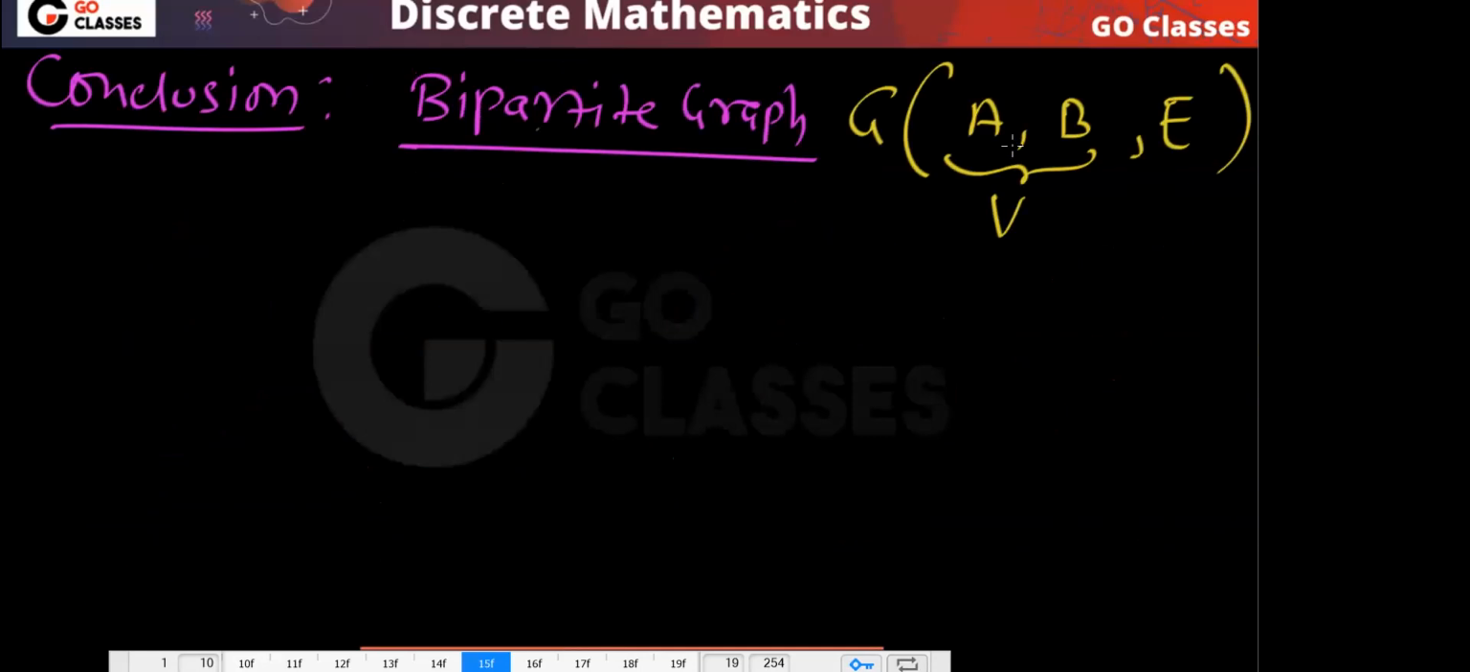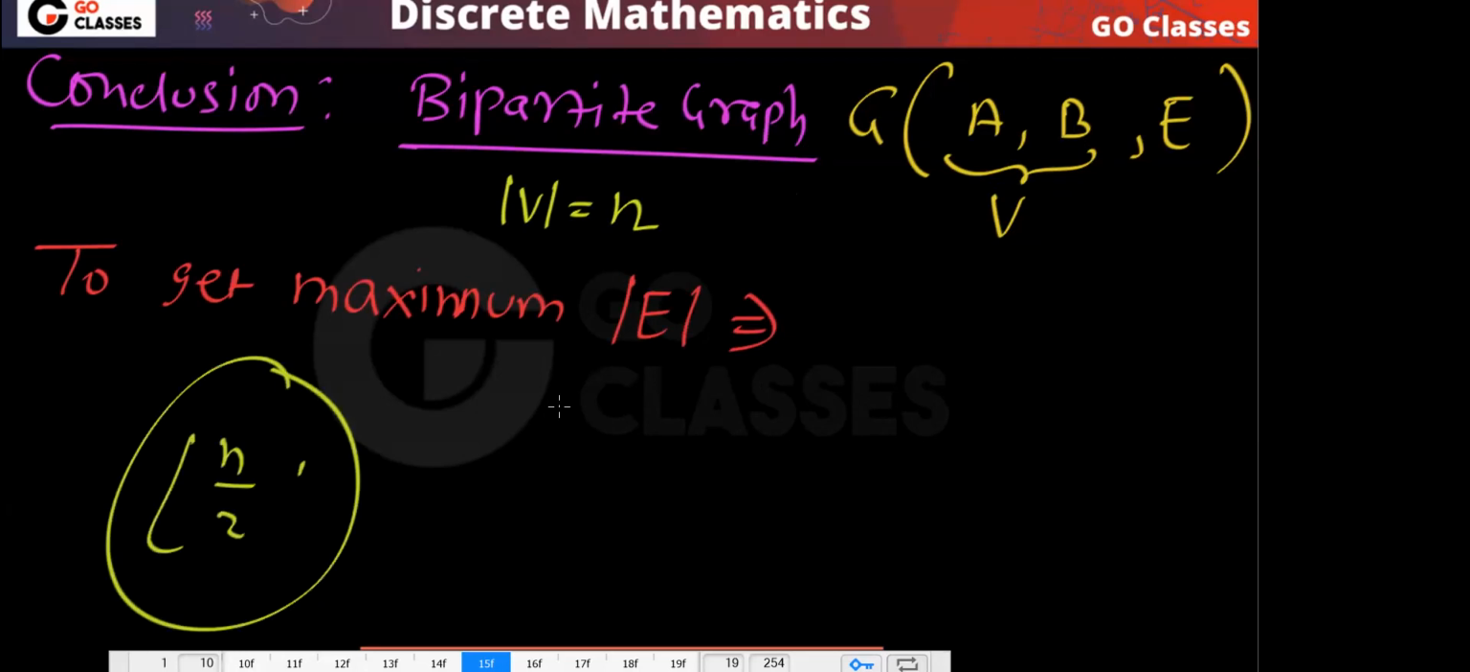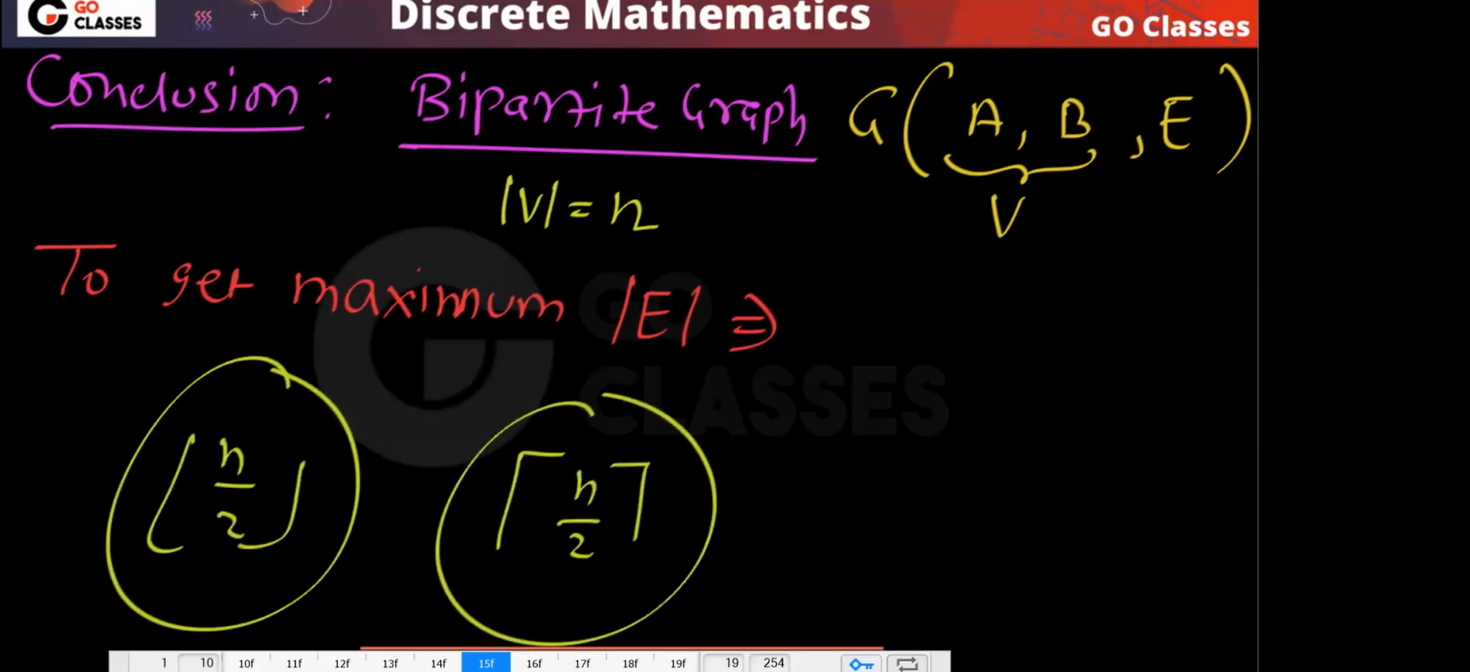If your graph is bipartite, in which you have 2 parts, and this is the vertex set with n number of vertices, then how do we get the maximum number of edges? To get the maximum number of edges in a bipartite graph, we will put half the elements here, and we will put the remaining elements here. This is what we will do to get the maximum number of edges.